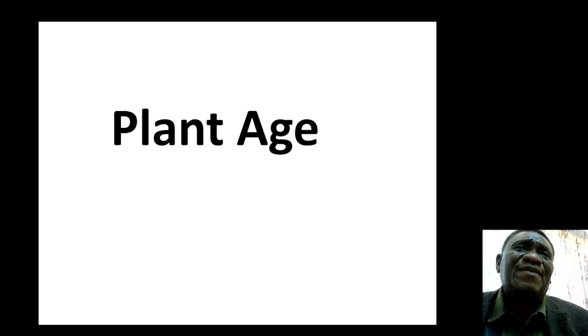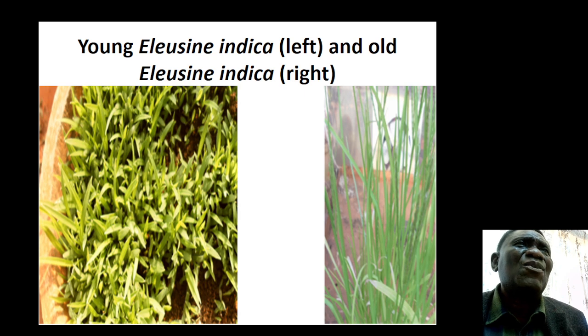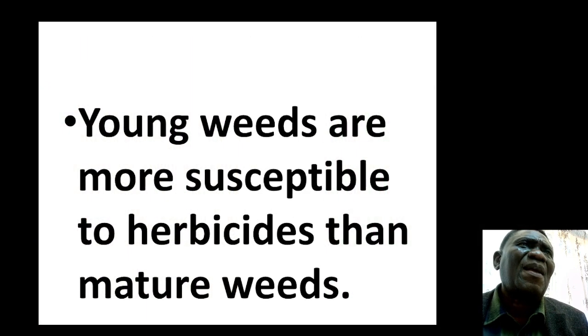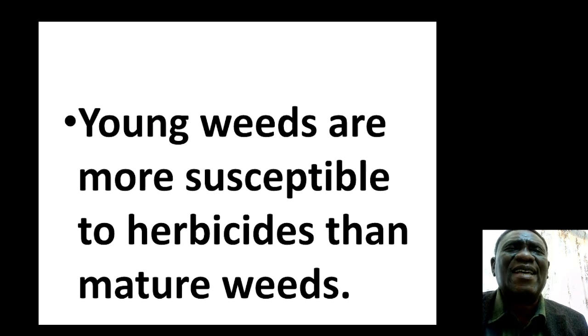Plant age. Now, young Eleusine indica on our left versus old Eleusine indica on our right. If we spray the herbicide post-emergence, we are likely to kill the young seedlings. It's the same weed, but different stages. So young weeds are more susceptible to herbicides than mature weeds.